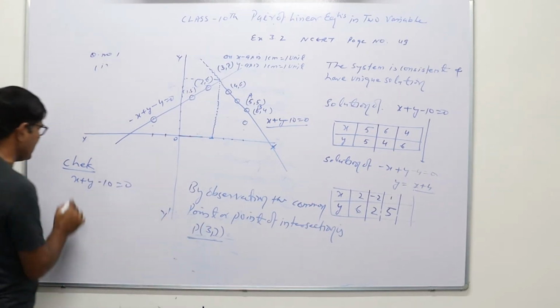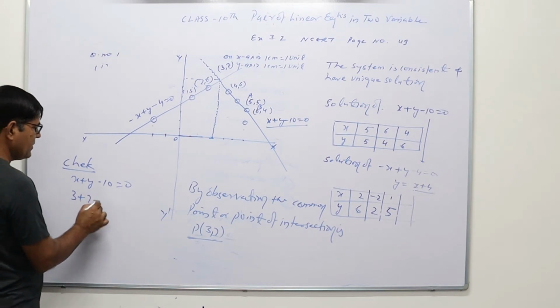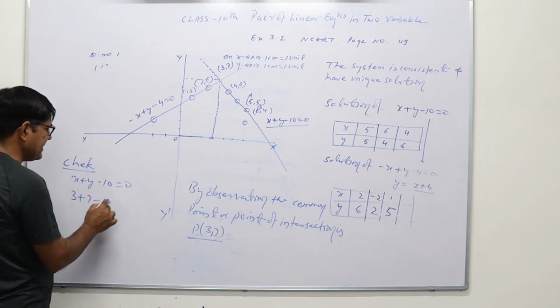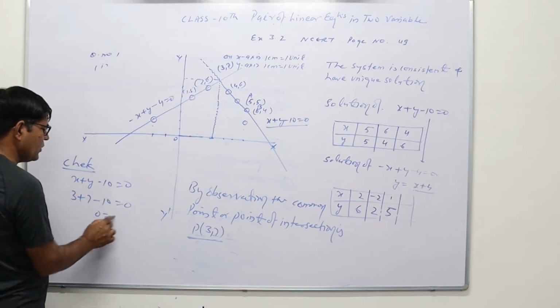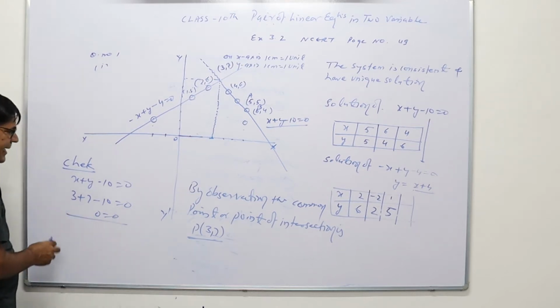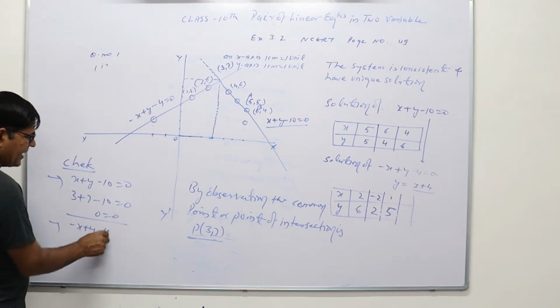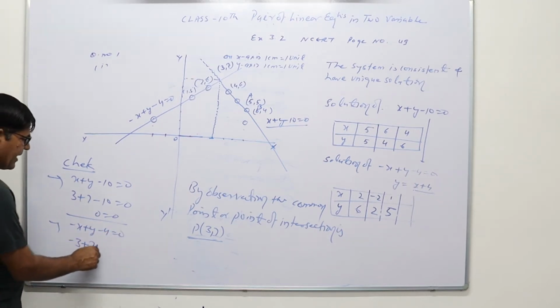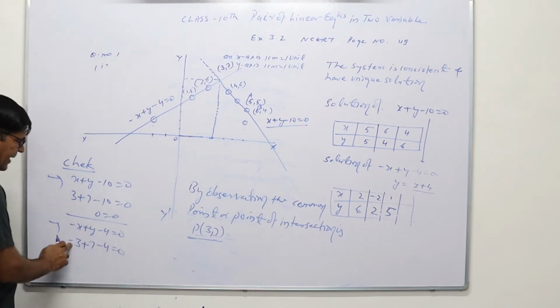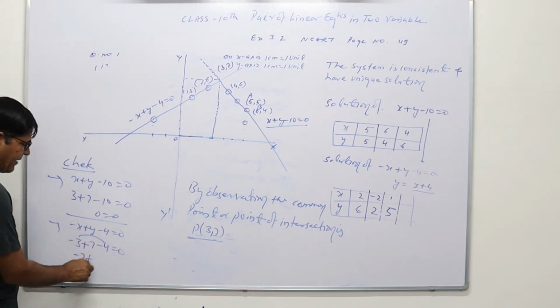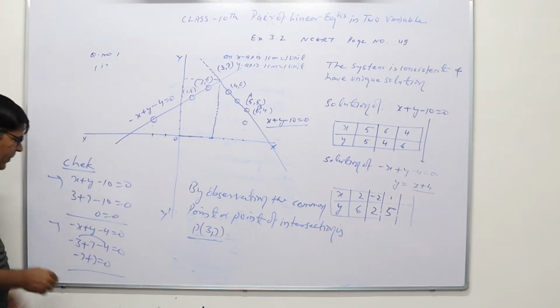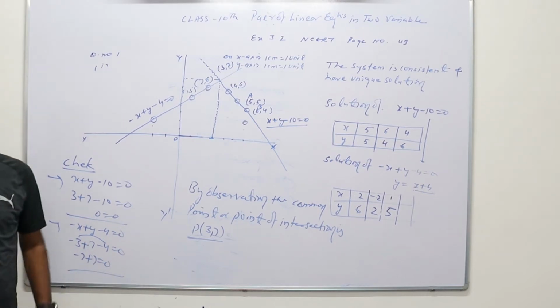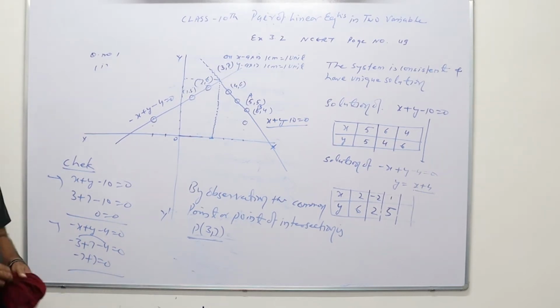So put x equals 3, y equals 7. So 3 plus 7 minus 10 is equal to 0. So 0 is equal to 0. Similarly, the second equation is minus x plus y minus 4 equals 0. So minus 3 plus 7 minus 4 equals 0. Minus 3 and minus 4, minus 7 plus 7 is equal to 0. So this way we can check the solution. So please pause the video and note down.